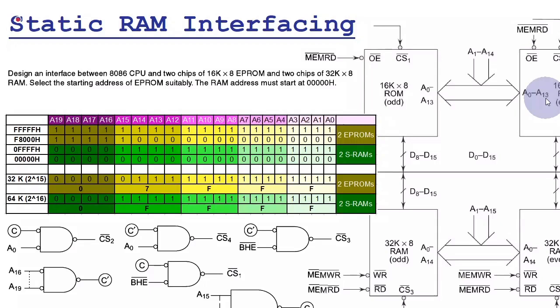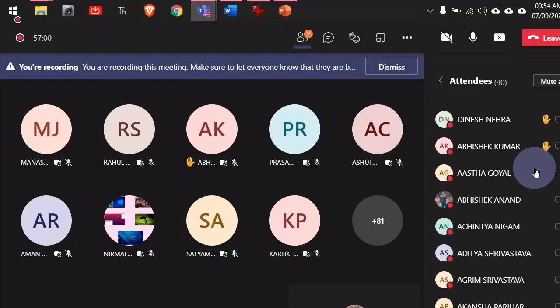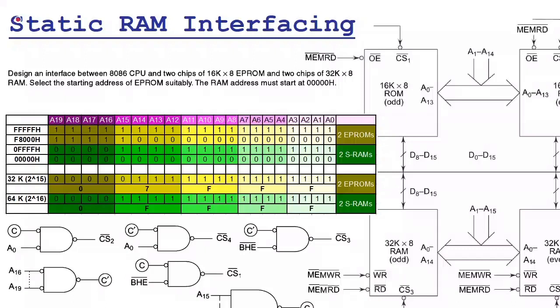Similarly, now can somebody explain why A1 to A15 have been connected here, apart from Abhishek and Manaswini? Why A1 to A15 lines have been connected for RAM chips? Can someone explain that? Yes, sir. Who's that? What's your name? Shyam. Full name, please. Shyam Chandra. Okay. So please explain this.